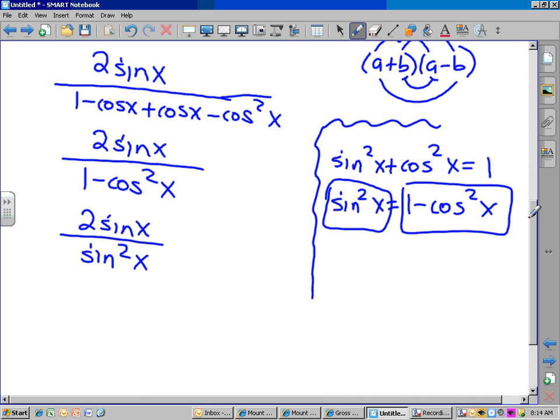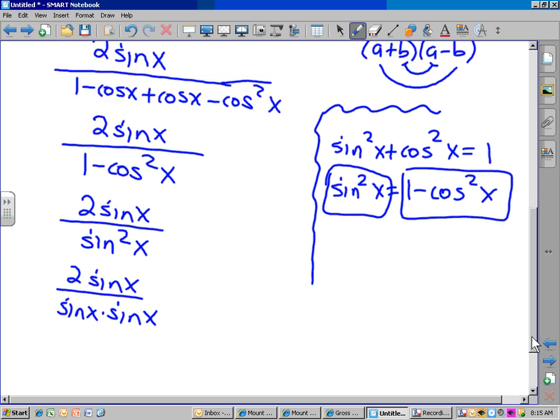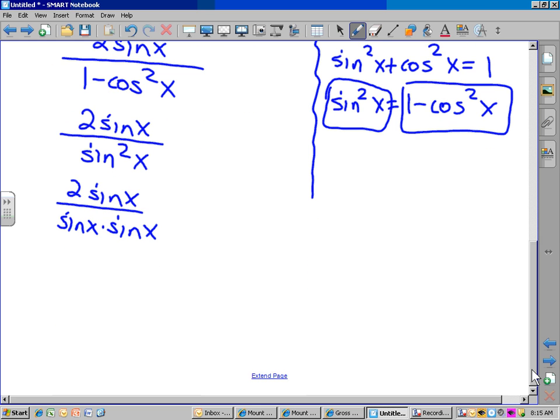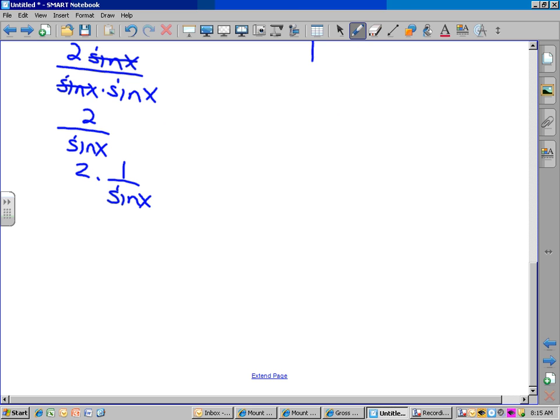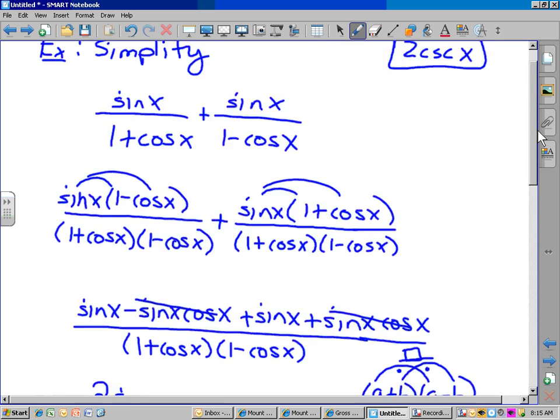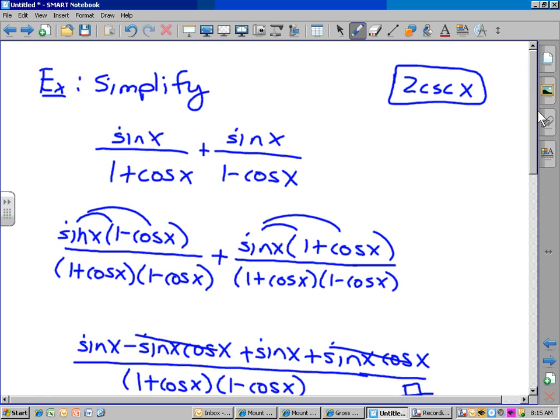Now what can we do? What's left? Do I have to write this out? What can I do here? So I have 2 over sine of x, or 2 times 1 over the sine of x. Right? Can I write it like that? Can I put the 2 out front? Absolutely. What's 1 over sine of x equal to? What's the reciprocal of sine? Cosecant of x. By the way, 15 minutes ago, I told you the answer. 2 cosecant of x.